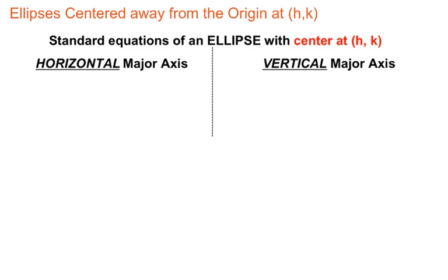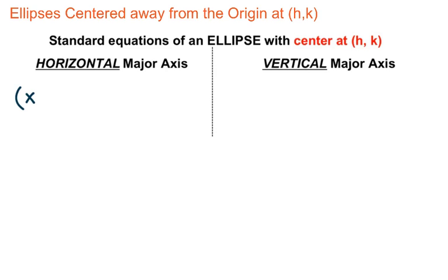Hello. In the previous video to this, we looked at ellipses which were centered at the origin. In this situation, these ellipses are going to be centered away from the origin at some ordered pair, (h, k). So let's define the standard equations of an ellipse with a center at (h, k). What I'm going to do is write these forms out first.